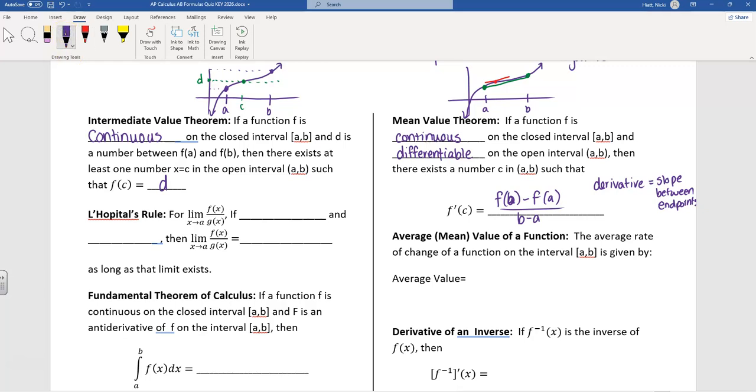But average value is 1 over b minus a integral from a to b f of x dx. This will give you the average value of f of x. Whatever function, if they're asking for average velocity, do this formula with velocity. If they're asking for average position, do this formula with position. If they're asking for average acceleration, do this formula with acceleration. If they ask you for average number of people entering the building from here to here, do this formula with the number of people entering the building.